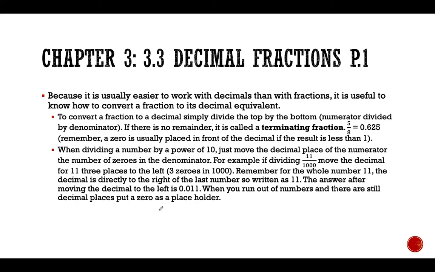If there's no remainder, it's called a terminating fraction. Remember, a 0 is usually placed in front of the decimal if the result is less than 1. So for 0.625, we're going to place a 0 in front of the decimal.